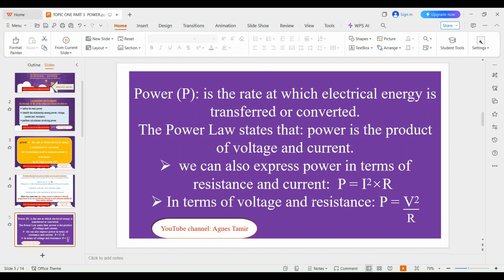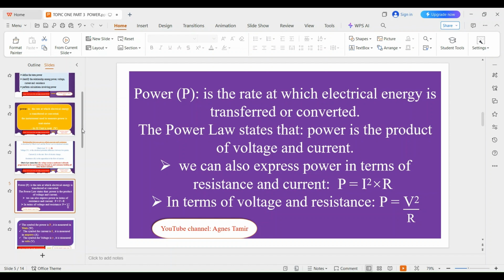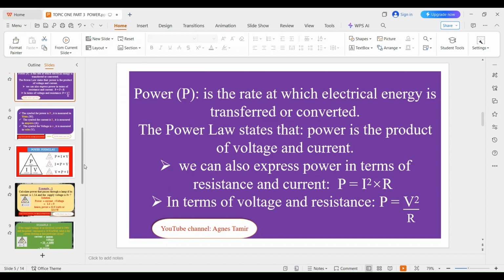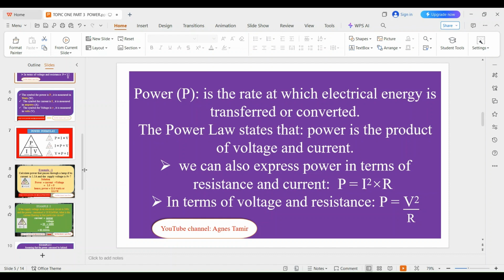In terms of voltage and resistance, power is given by voltage squared over resistance. We shall perform calculations using those three formulas, so don't worry, I know it will be simple for you and you'll understand what we are saying when we talk about those three expressions.